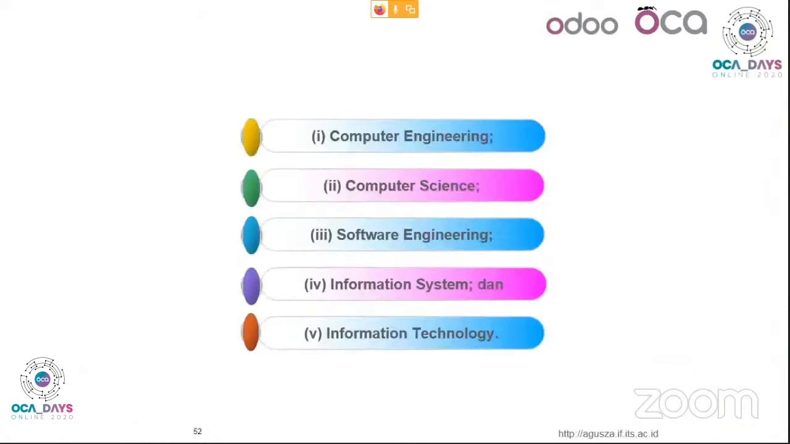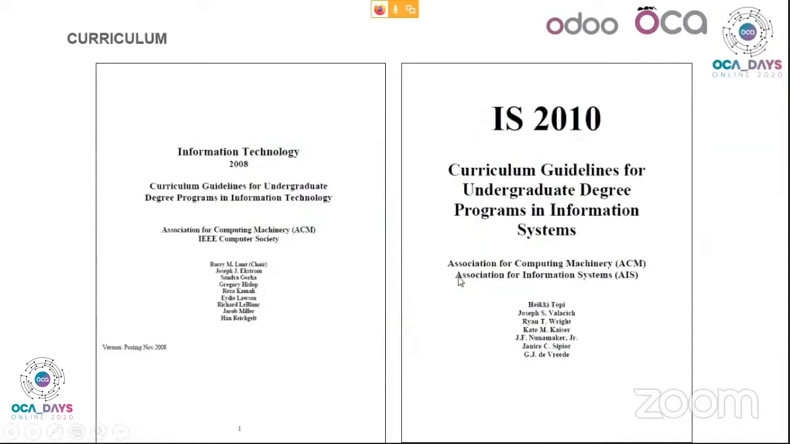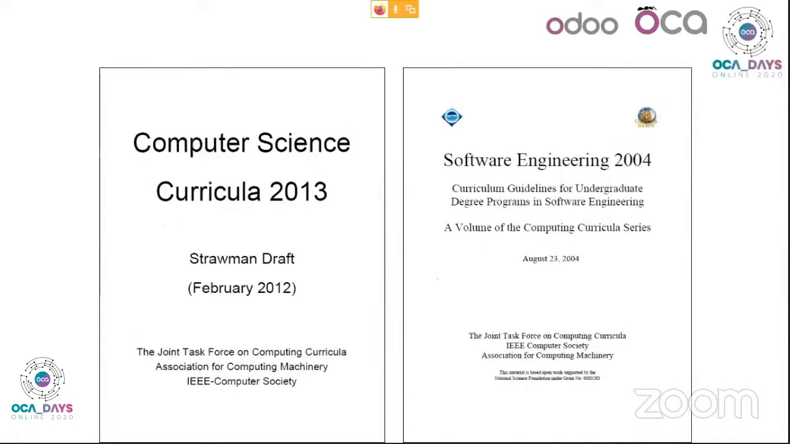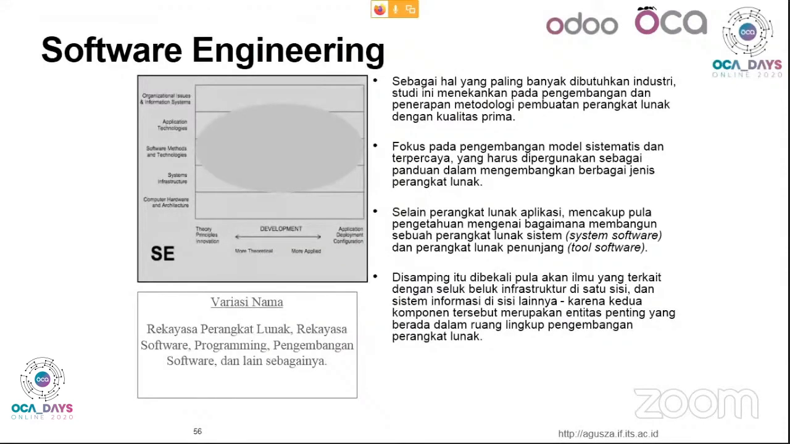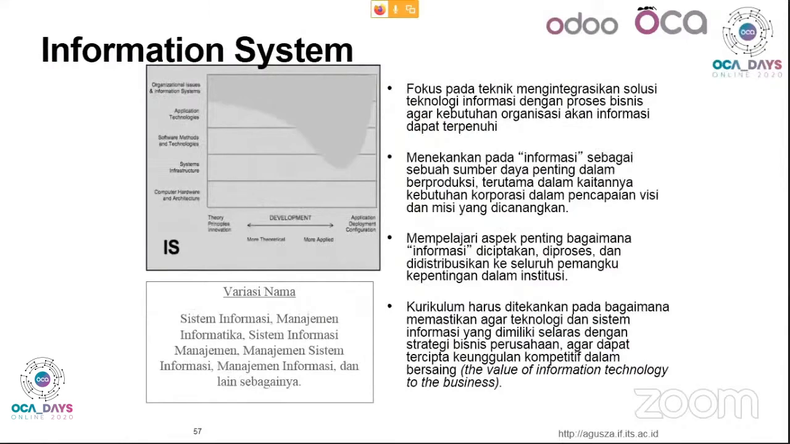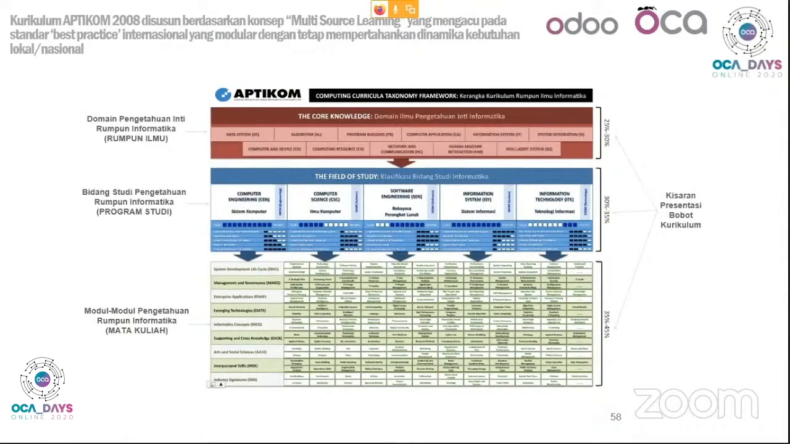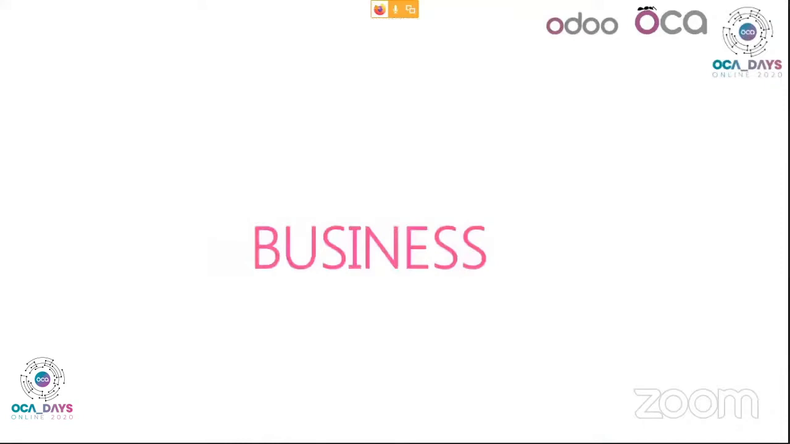So next is about the curriculum. I am a lecturer in computer engineering, computer science, and so on. We cook the curriculum in technology. This is the international application algorithm in curriculum. This is about software engineering, information systems. So we must arrange the curriculum to match with link and match with the job market.